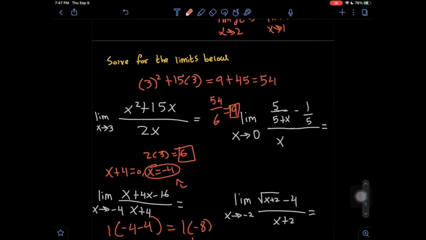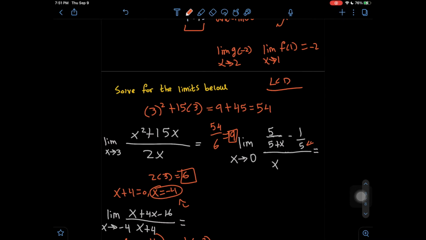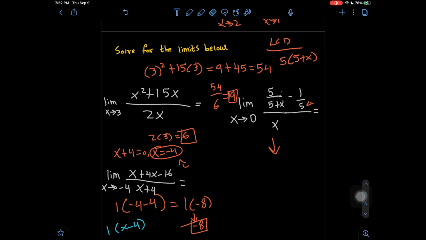Well, it says that the limit as x approaches 0 of 1 over 5 plus x minus 1/5, all over x. And to find your least common denominator in situations like this, just get this number, this 5, and multiply it by this 5 plus x. So we're going to have 5 times 5 plus x, and we don't want to distribute just yet. We're going to multiply both these fractions by this number up here, and this is not going to be a 5, this is actually going to be a 1.